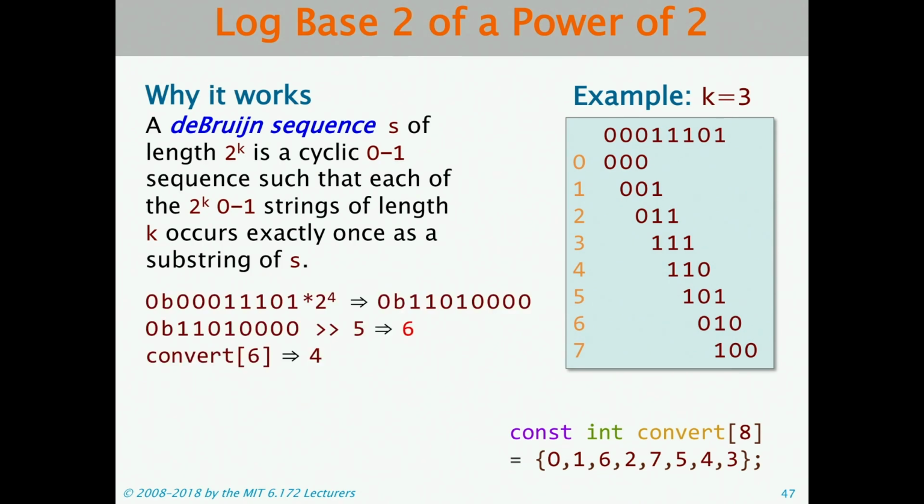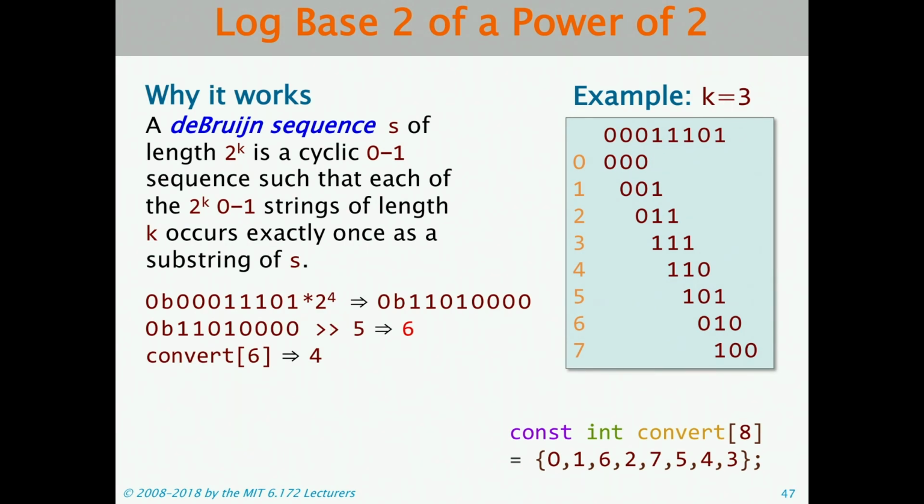Now we have this convert table. And recall that we're trying to compute the log base 2 of a power of 2. So hopefully you guys remember that. The way to do this is we're going to multiply the De Bruijn sequence constant by this power of 2. So let's say we're working with the integer 16, which is 2 to the 4. So we're going to multiply this De Bruijn sequence by 2 to the 4.